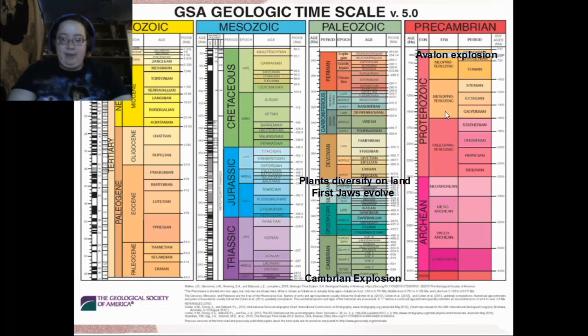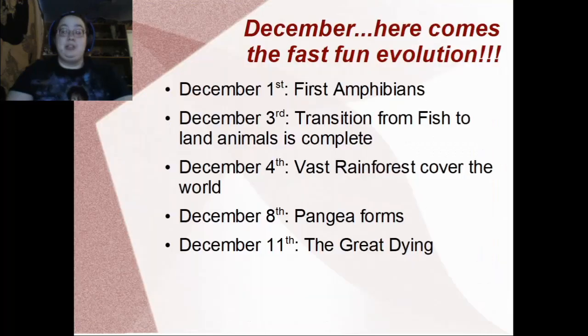Paleozoic is where everything really starts to take off, and we'll see that even more coming into the next month, December. December gets broken down into smaller days, even hours. And this is where everything just goes into overdrive. The 1st of December, we have our first amphibians. December 3rd, we have the transition from fish to complete land animals.